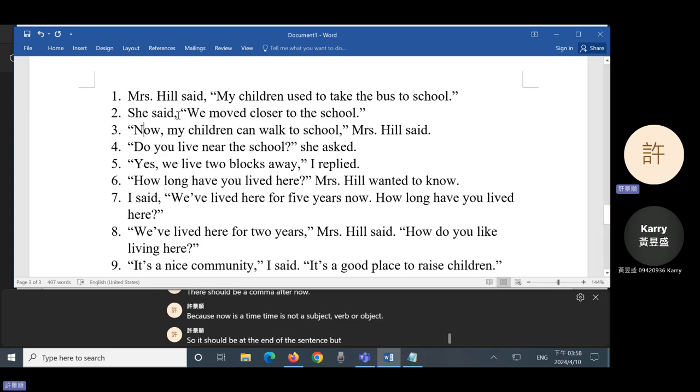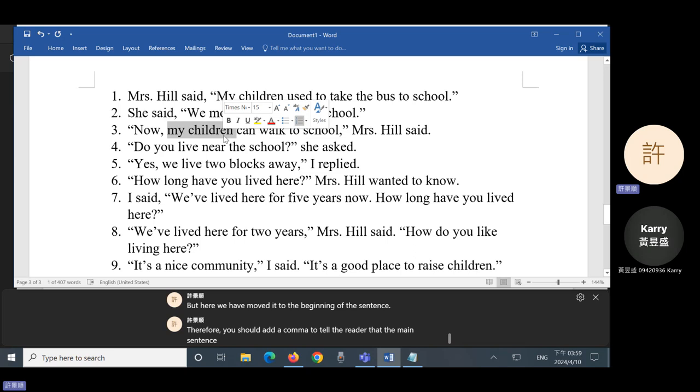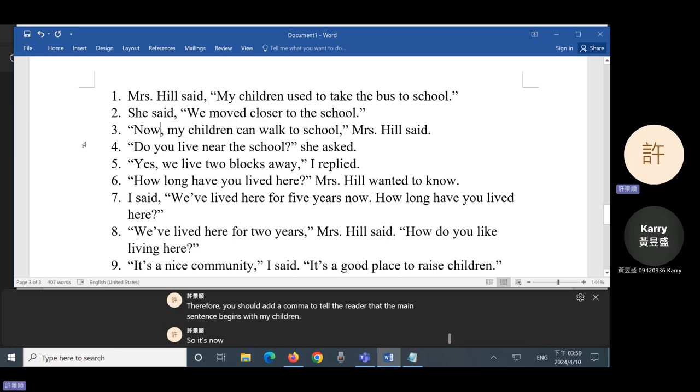But here we have moved it to the beginning of the sentence, therefore, you should add a comma to tell the reader that the main sentence begins with my children. So it's now comma, right? If you say yesterday, I went to see my friend. Yesterday, comma, I went to see my friend. The logic is the same. Everything else we have already talked about today.